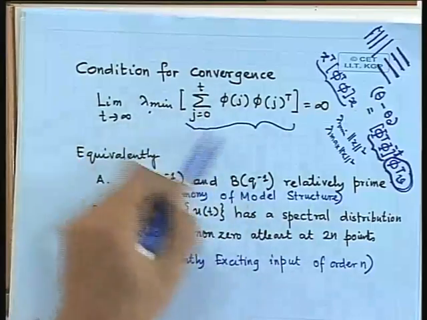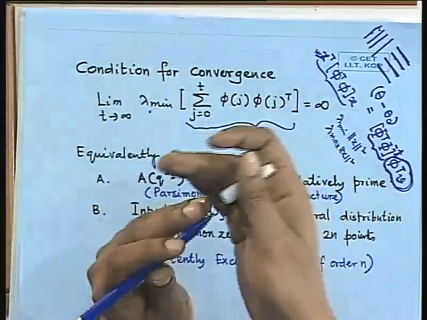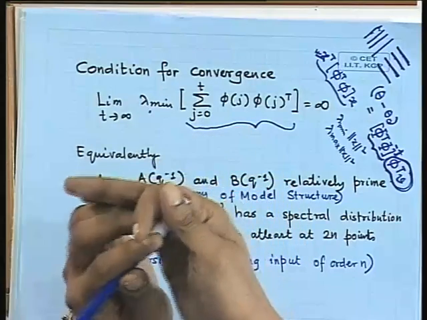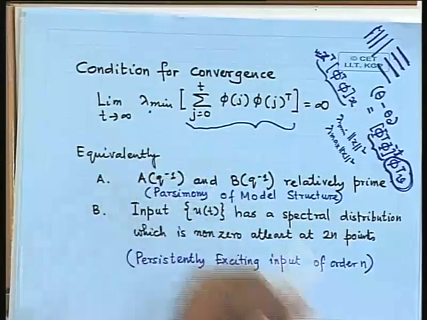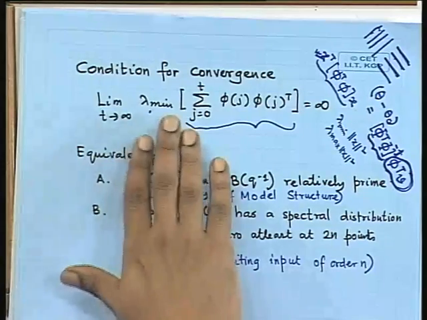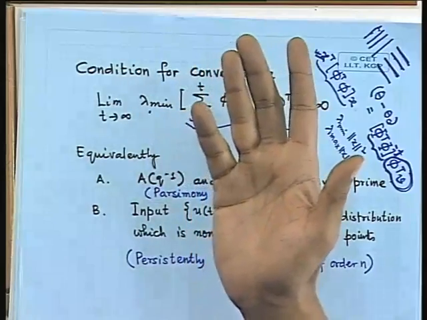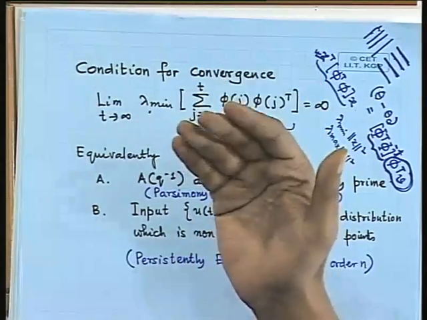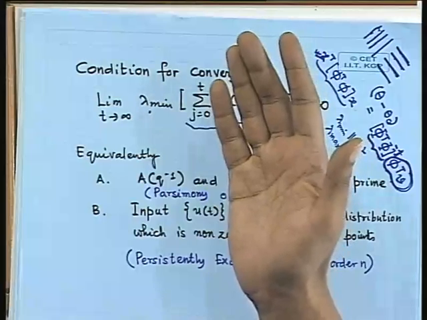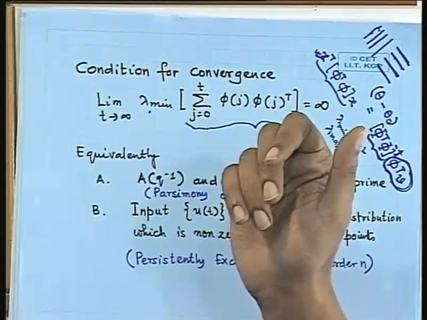So if lambda min, the minimum eigenvalue of this, becomes infinity, then obviously the matrix, for all x, this will become infinity. That is the idea. So the minimum eigenvalue should go to infinity. This is a statement. Now this we have already studied, but the question is: how do I ensure this? I have to ensure this by two things.